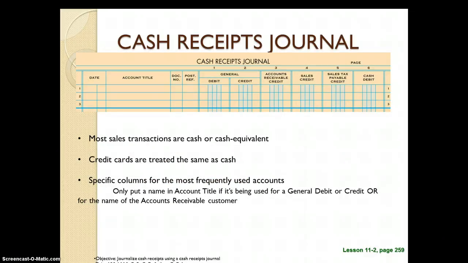This is a cash receipts journal. We use it when we receive cash, but not only when we receive cash, but also when we receive a cash equivalent. And cash equivalents would be a check, a debit card, or a credit card. Our book, because it's almost as old as I am, says that most sales transactions occur using cash, but of course that's not true anymore because almost everybody carries around plastic, and so most sales transactions these days are made using debit cards or credit cards. But those are a cash equivalent. They are treated exactly the same as cash.